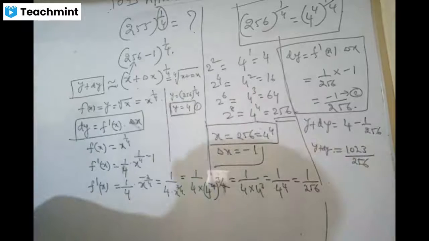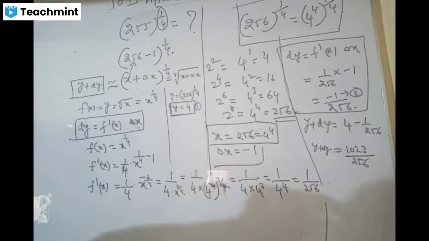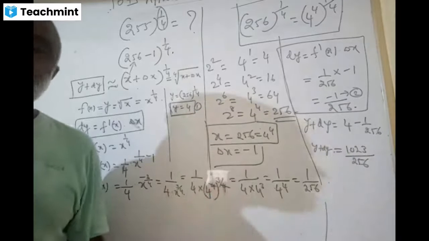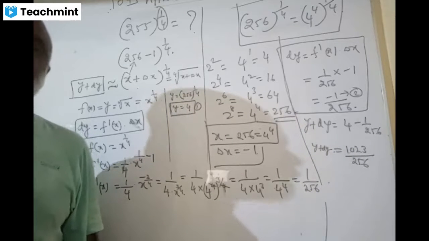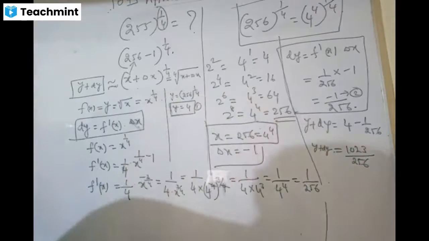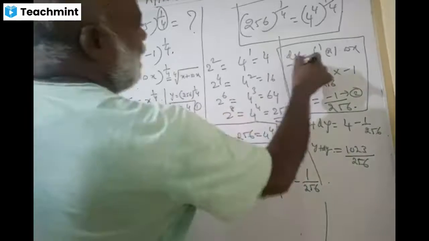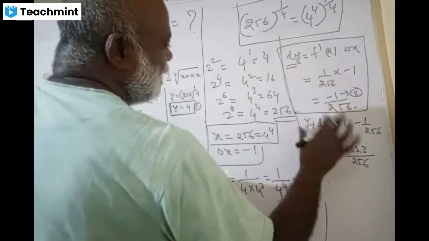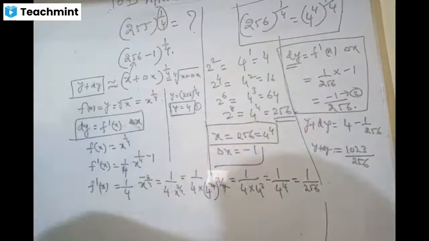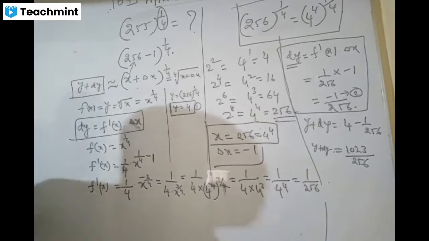Such a brilliant problem. Very, very handsome question. You need to have number sense. And why we are doing this approximation is classically explained, my dears. We find dy and add this dy to y, then we get the approximation. Such a brilliant one.